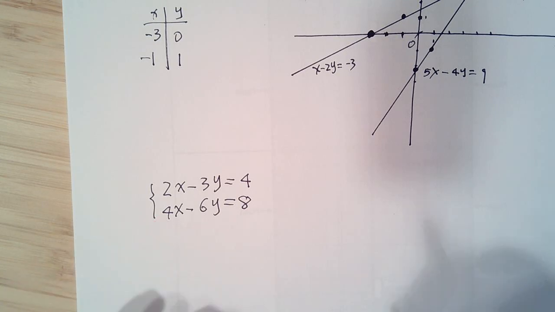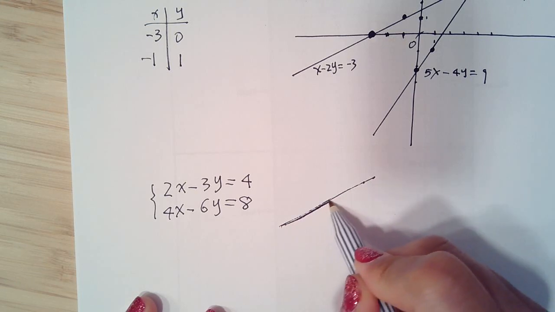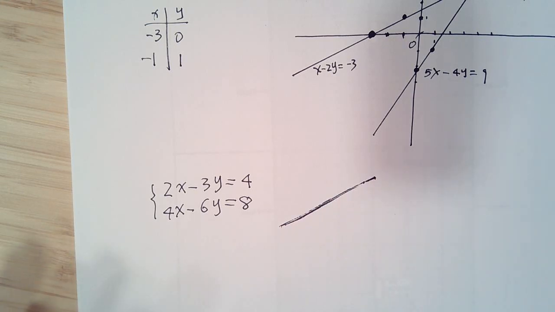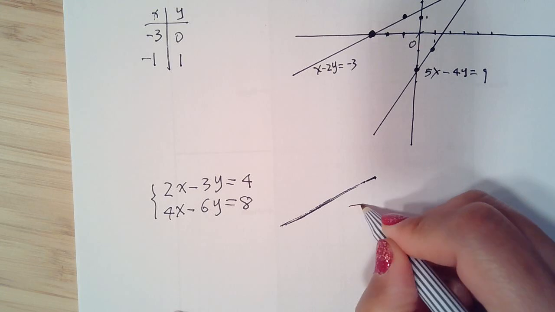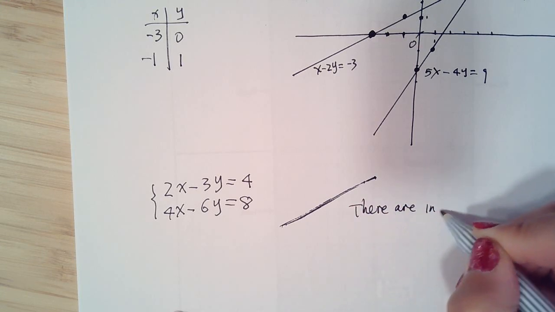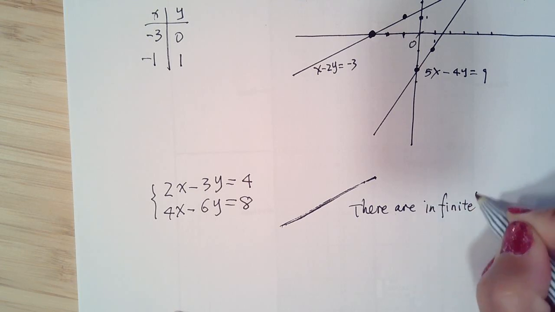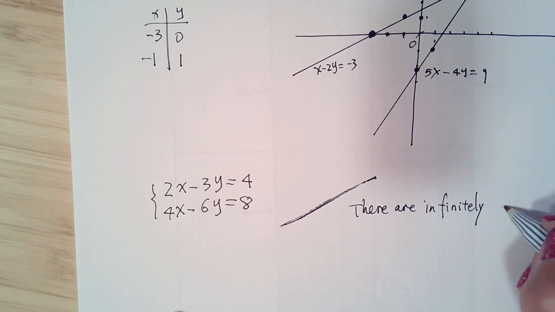So what does that mean? If you graph, this is line 1, and this is line 2. So how many solutions are there? You're going to say there are infinitely many, because every single point on that line is a solution. So there are infinitely many solutions.